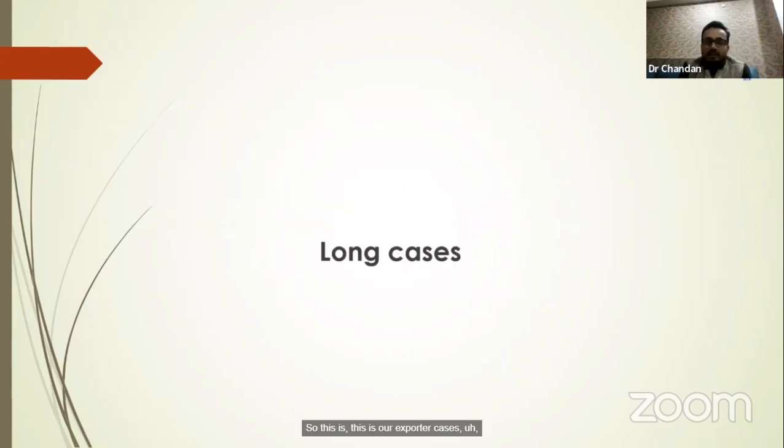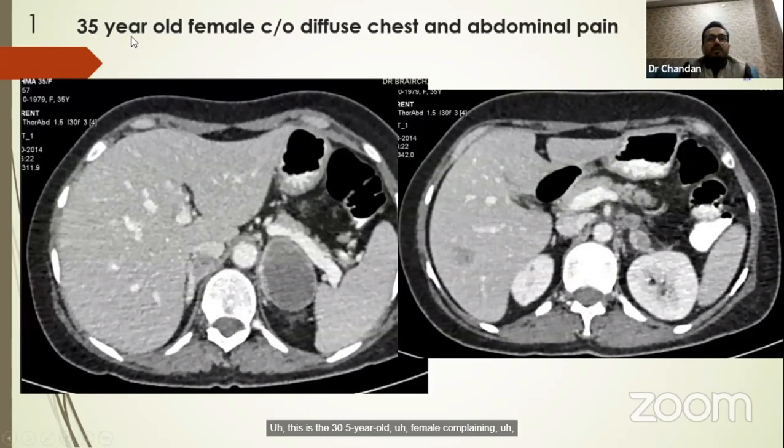So these were our earlier cases, and now we are showing the long cases. This is a 35-year-old female complaining of chest pain and abdominal pain. We did a CT of the chest and abdomen, and I am showing the abdominal images first. We can see a heterogeneously enhancing well-defined rounded lesion in the left adrenal gland, and another heterogeneously enhancing lesion in the right adrenal gland, and a few small hypodense lesions, likely lymph nodes, in the left adrenal region.